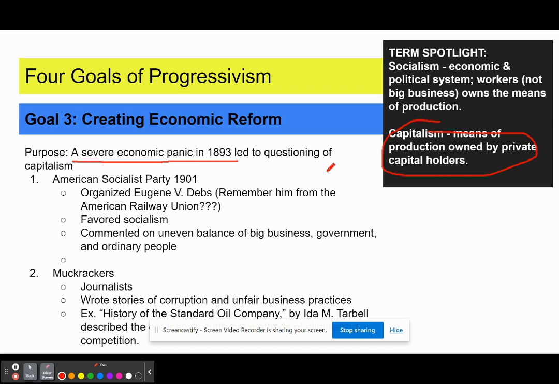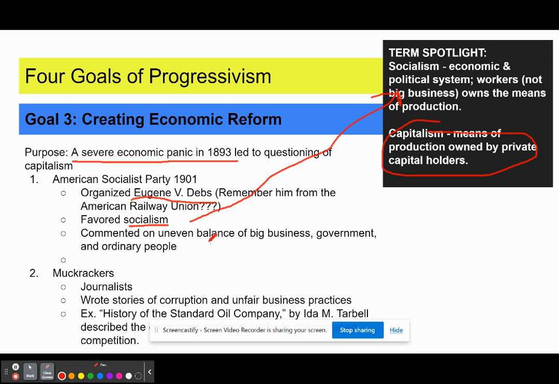So, with the economic reform, along with moral reformers wanting to change individual behavior, Americans started to question economic behavior. So you probably remember maybe Eugene V. Debs. Remember him from the American Railway Union. He starts the American Socialist Party in 1901. So you want to write down Eugene V. Debs. He favored socialism. If you want to, make a note on what socialism is here, you can do that.